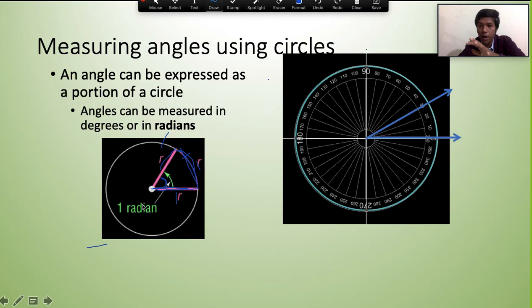This is how the definition is developed. They said to consider this side and this side and this, all the same. They do not have to be 1, 1, 1. It can be 2, 2, 2. It can be 5, 5, 5. It can be 10, 10, 10. Same. Then the angle subtended at the center will be 1 radian.